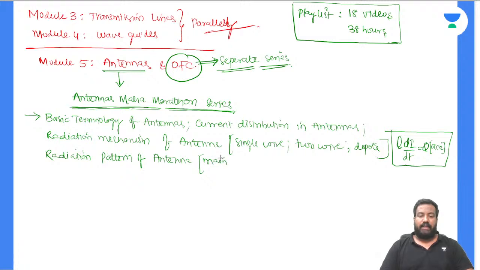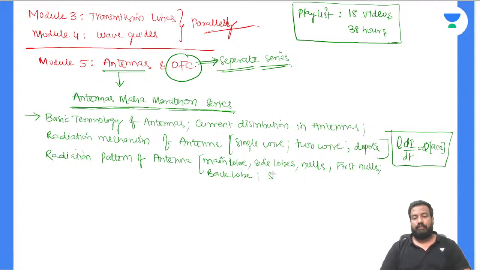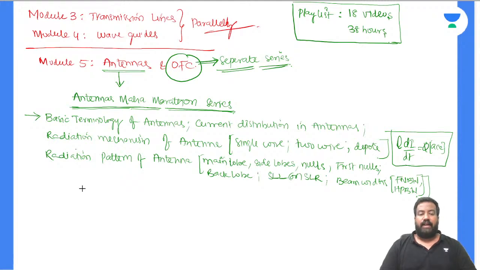Under radiation pattern of antenna, we have seen main lobe, side lobes, nulls, first nulls, back lobe, side lobe level or side lobe ratio, beam widths. We covered beam width between first nulls and half power beam widths. All this we covered in radiation pattern of antenna.